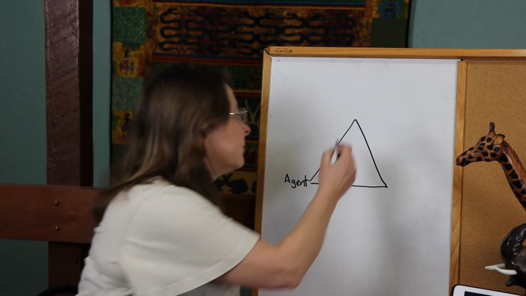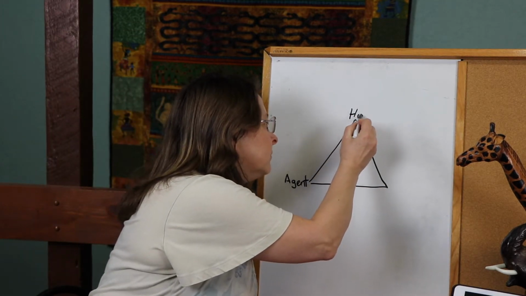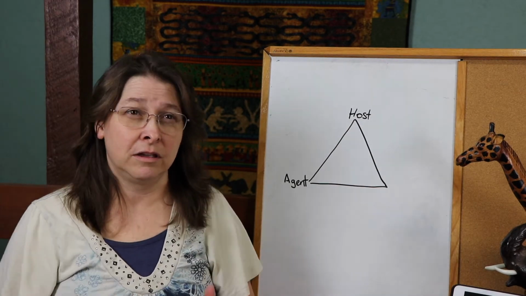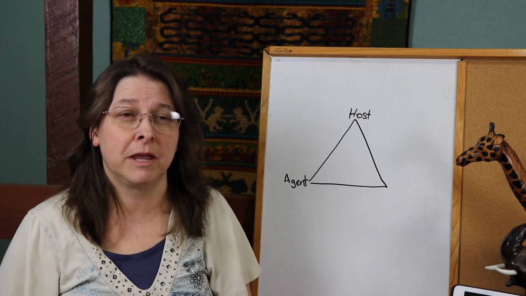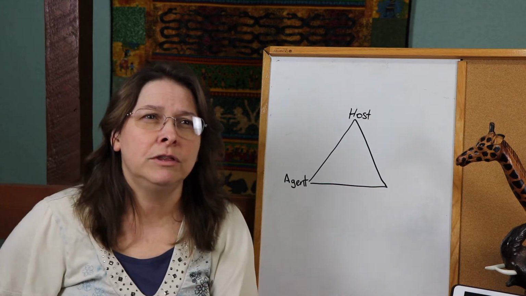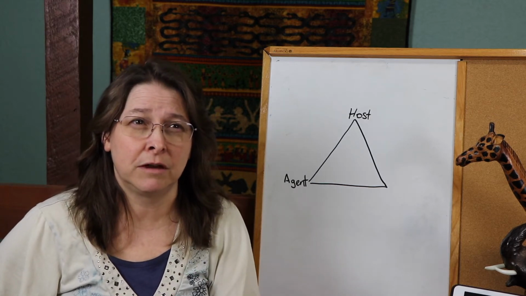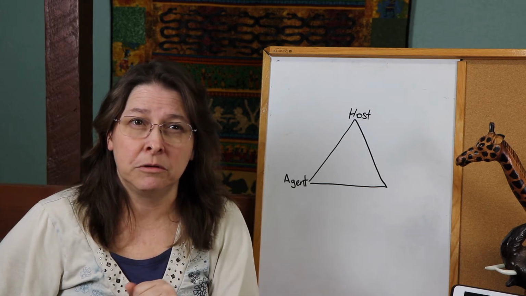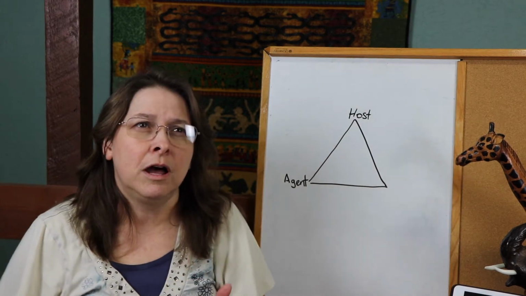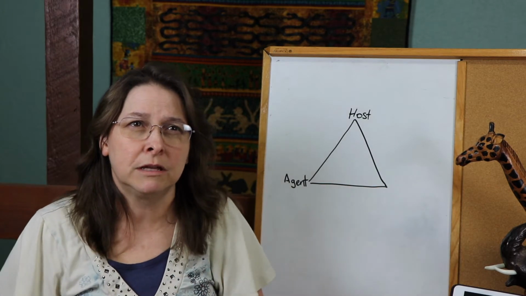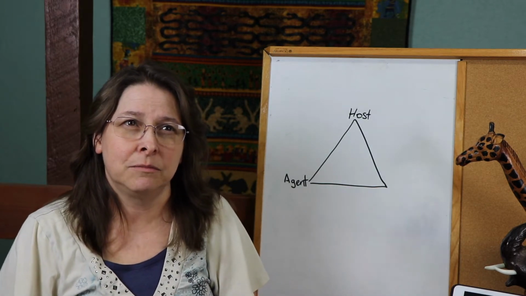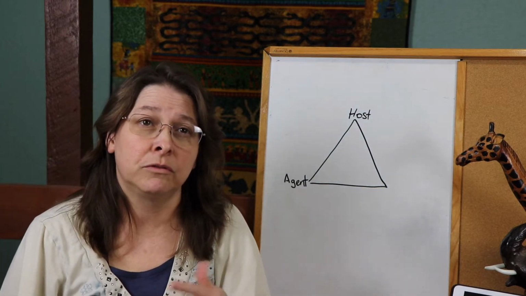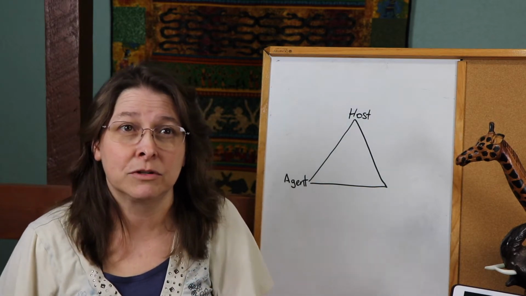The host is another part of the triangle. The host is the population that the agent is attacking, and the host suffers harm from the agent. In the case of COVID, the host is anyone who is infected by the virus, but those who are the most vulnerable are the elderly and the immunocompromised people. Immunocompromised means that their immune system is weakened for some reason. In the case of malaria, the host is anyone who is infected by the parasite, but those who are the most vulnerable are children less than 5 years old.